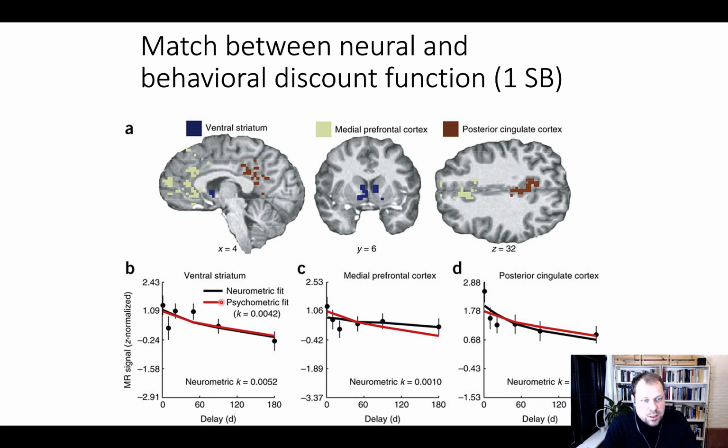So here you see the neurometric fit, so the neural discounting function, and the psychometric fit. So this is a discounting function based on the neural data. This is a discounting function based on the behavioral data here in red. You can see that the lines overlap quite nicely. This is just a qualitative overlap or observation, but it's quite impressive that this can be done at the single subject level here, showing similar discounting functions across subjects.